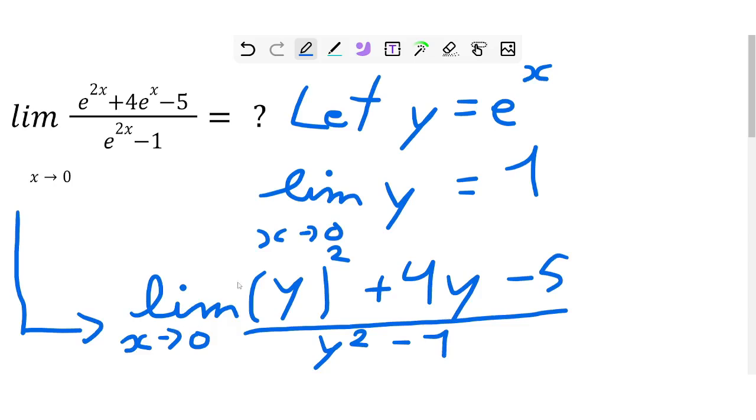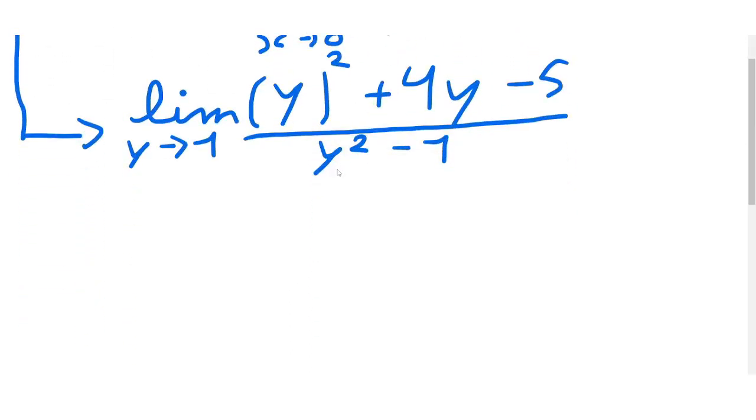But it's a bit odd to write that x is approaching 0 when we don't even really have an x in the equation that we've just written. So we're going to rewrite that as y approaching 1. So now we've got a second degree polynomial for the numerator and the denominator. So we might be tempted to try and factorize this and see where it goes.